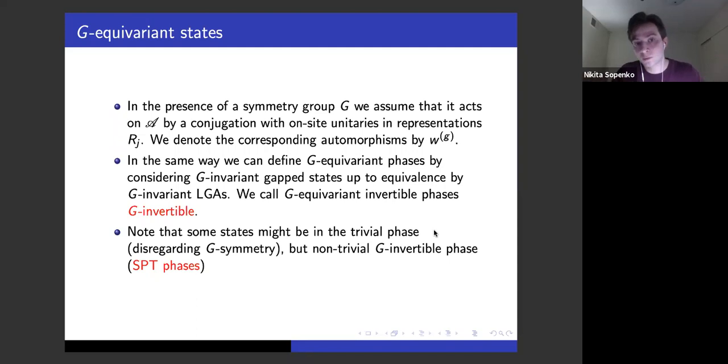And we can define in the same way G-invariant subalgebra, G-invariant zero chains, and G-invariant LGA, and consider equivalence of states up to equivalence by G-invariant Hamiltonian. And note that there might be some states which are in a trivial phase, so they can be completely disentangled by some Hamiltonian, but which are in a non-trivial G-invertible phase. So it's not possible to disentangle it by a G-invariant zero chain. And such states are called SPT phases, symmetry protected phases.